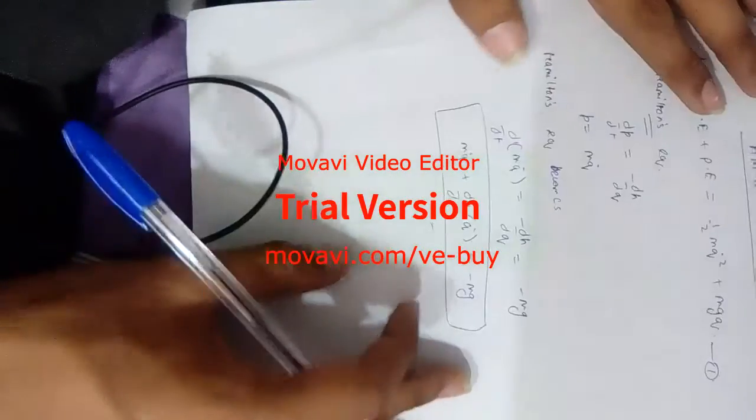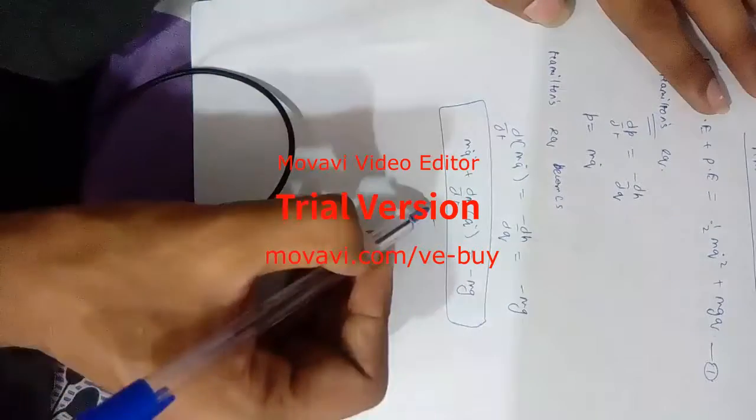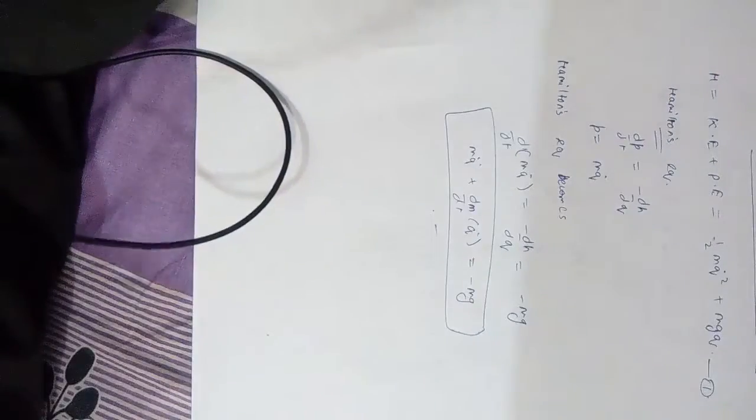As we can see, the equations we got from Lagrangian mechanics and Hamilton mechanics are the same. So this is the final result.